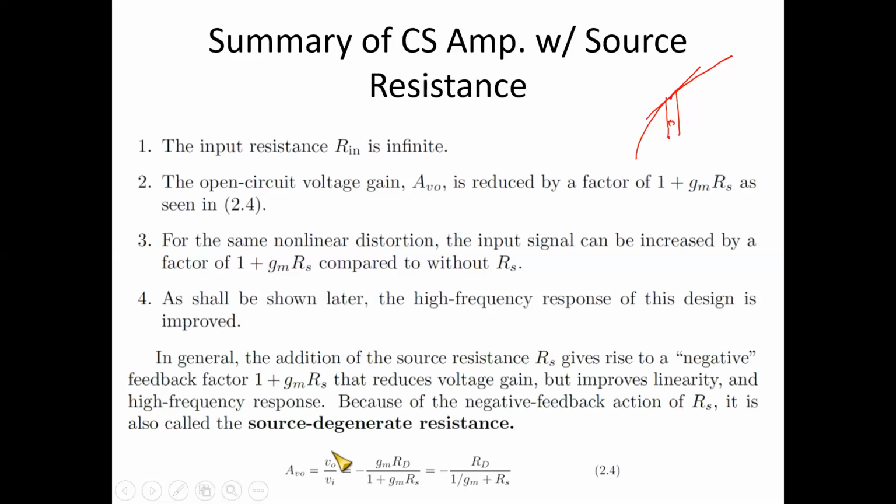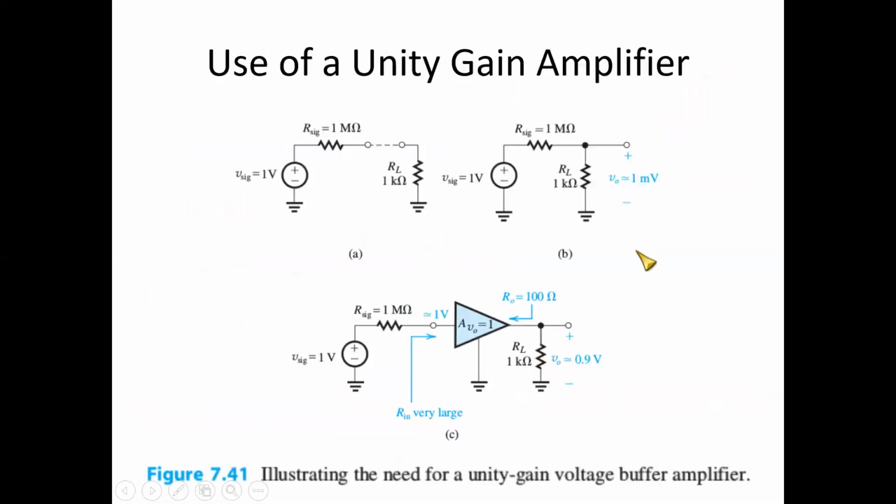Further to this, the formula for AV naught is mentioned over here, where it is minus Gm Rd divided by 1 plus Gm Rs. So this was the value without Rs, and with Rs we are dividing that by 1 plus Gm Rs, and that's what is specified here.